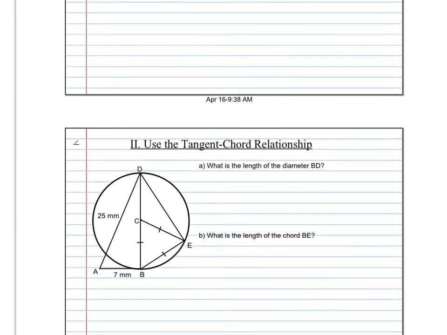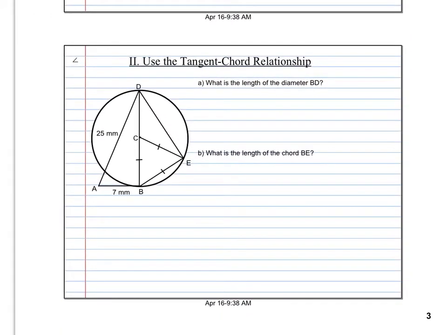The next example, now we're looking at chords. So using what you know about tangent lines and chords, you have to answer another series of questions. It wants you to find the length of this diameter from B to D. Looking at the triangle you're given, you have the length of the hypotenuse, which is 25. The length of the base is 7. So we're just going to use Pythagoras once again, everyone's favorite.